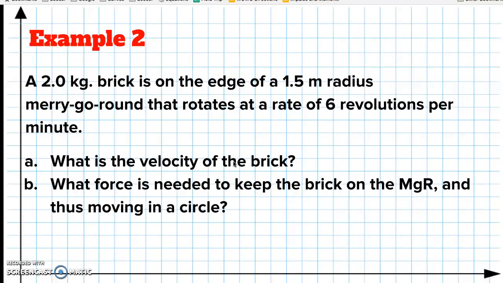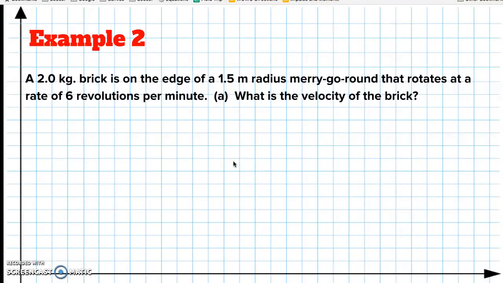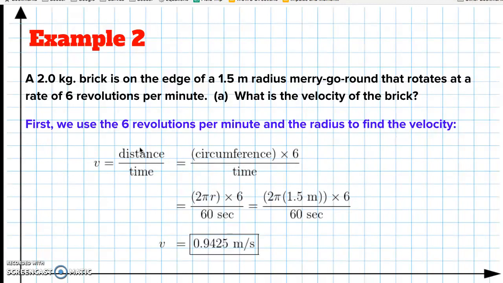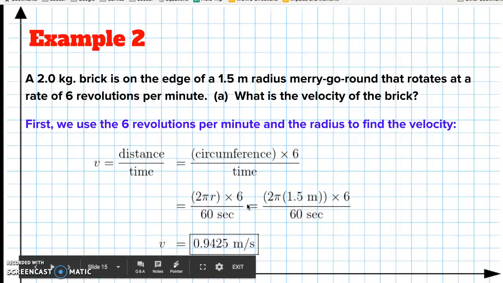So let's do the first one. What is the velocity of the brick? So in order to find the velocity of the brick, we have to use the 6 revolutions per minute. So it's going around 6 times in a minute. And we're going to have to use the radius. So the way it works is this. The velocity, of course, is the distance divided by the time. The distance that you go will be the circumference around the outside of the circle times 6, because it made 6 revolutions per minute. And we're going to divide it by the time. So the circumference of a circle is 2 pi r. We're going to multiply that by 6, and we're going to divide it by the time, which is 60 seconds.